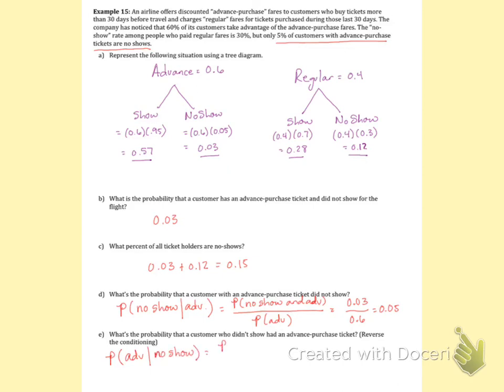So this is going to be the probability that they purchased an advanced ticket and were a no-show, divided by the probability that they were a no-show. Well, the numerator is the same as part D, but the denominator is different. Now we need the total probability of people that were no-shows, and that's in part C. Those were all of our no-shows.